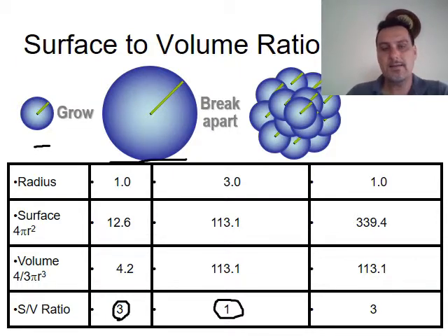And so to counteract that, the thing that the cells do is as they get bigger, they begin to divide. And when they do this, they can restore that surface area to volume ratio.